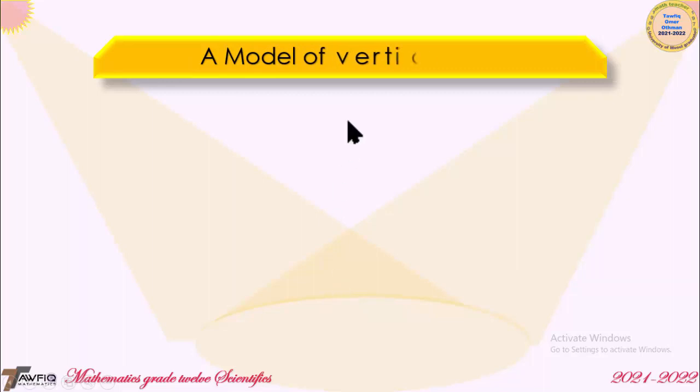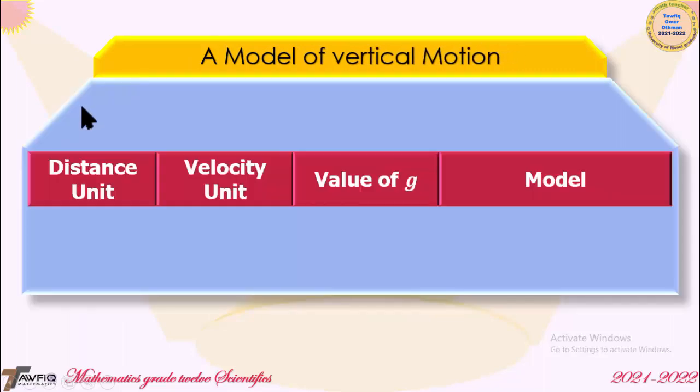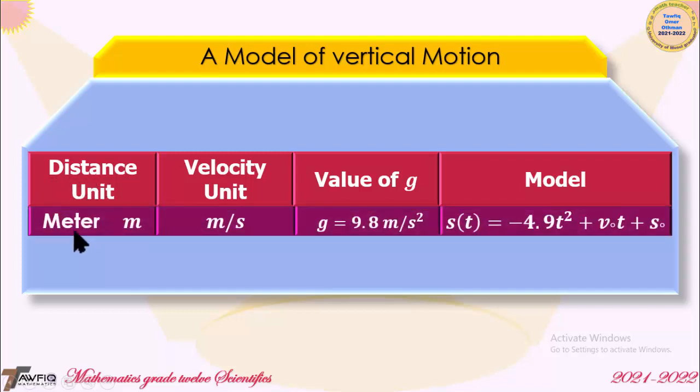Model of the vertical motion. If the distance unit is meter and the velocity unit is meter over second, and the value of g, which means the acceleration, is 9.8 meters per second squared, then the model is s(t) equals minus 4.9 t squared plus v naught t plus s naught.